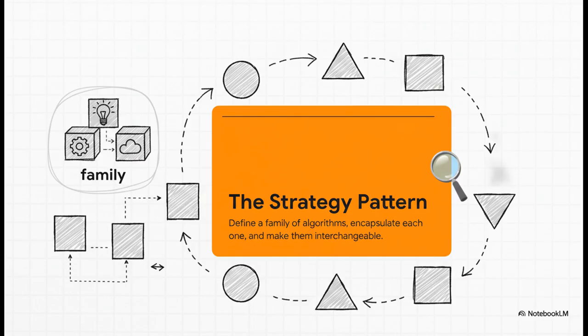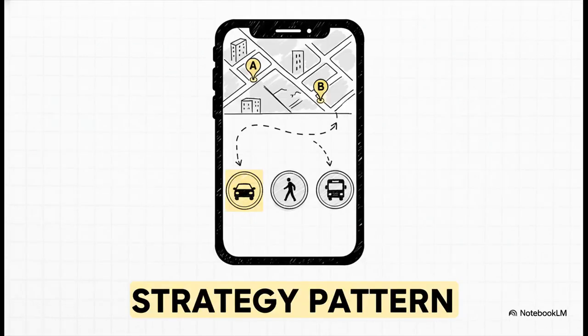This one is all about giving your code options. The core idea is to define a family of related algorithms, wrap each one up, and make them completely interchangeable. This lets you swap out how something is done without changing the client code that's asking for it to be done. Just think about a GPS navigation app. You use this all the time.